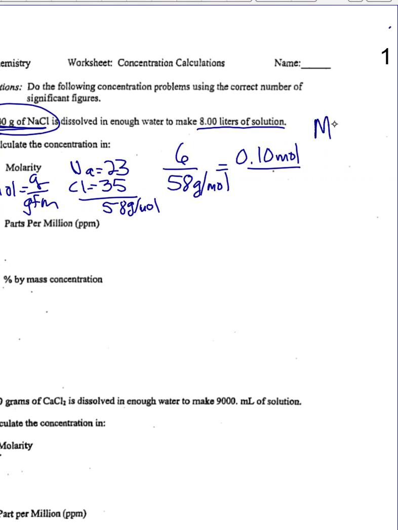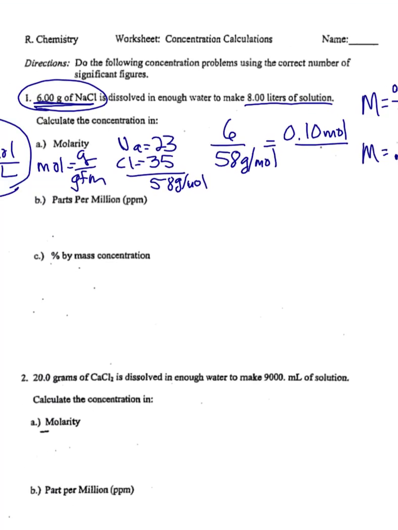So molarity equals 0.10 divided by 8 liters, because when we do molarity, our volume is always in liters, and our molarity will equal 0.013 molar solution. So that is our solution there. Let's go to our next problem, because I saw some pretty consistent mistakes.